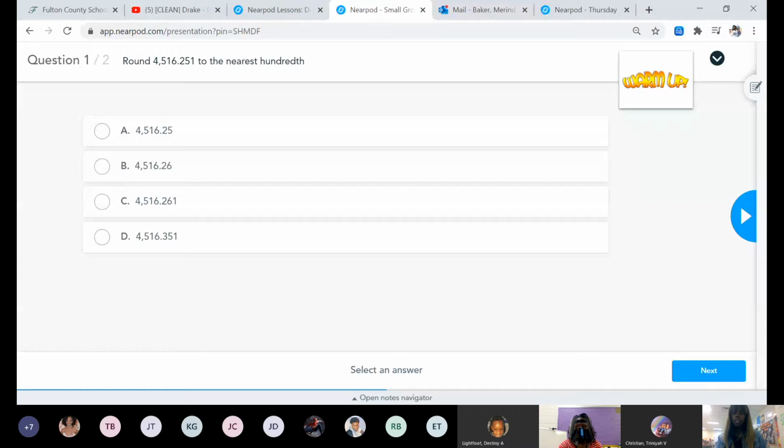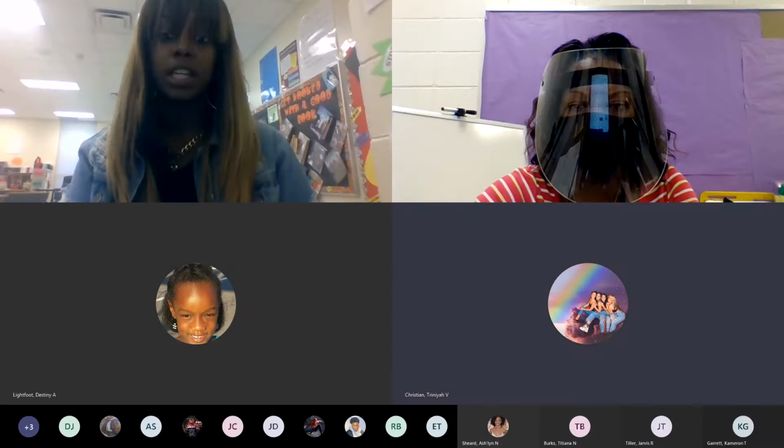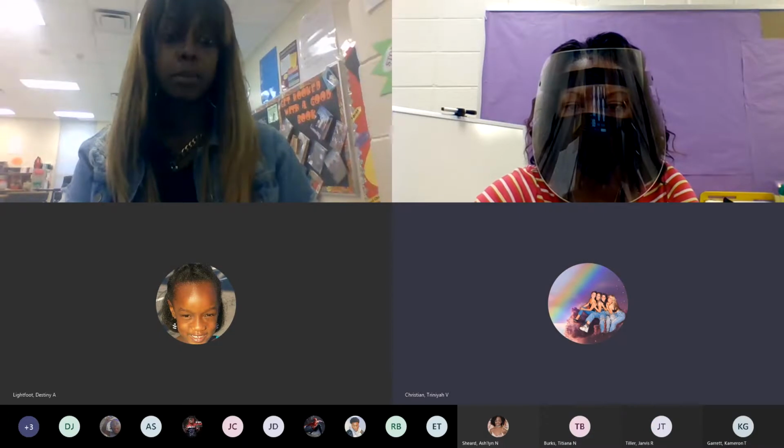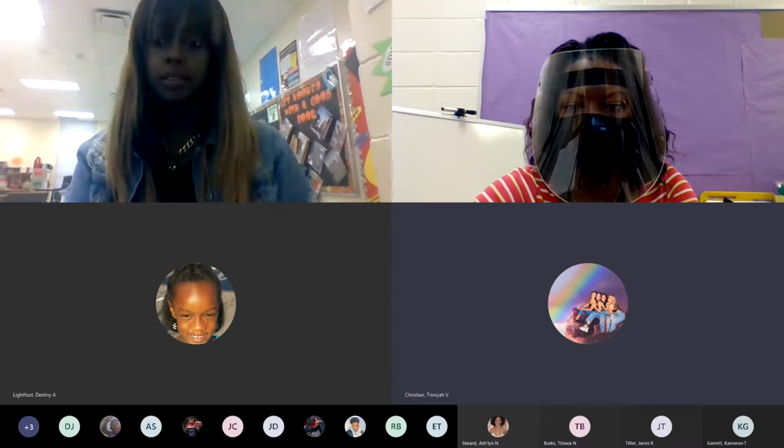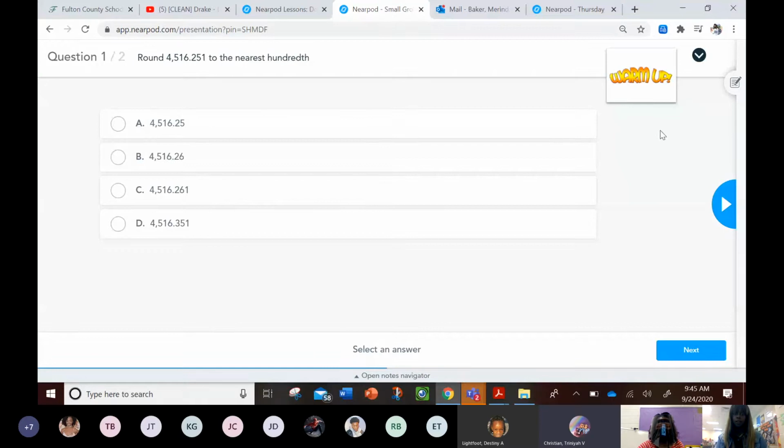What steps did you take to solve this? What was your first step that you took to solve this, Trinaya? My computer is lagging some. I looked for the hundredth place. Okay, what digit did you see was in the hundredths place? The 5. The 5. Yes, good job.